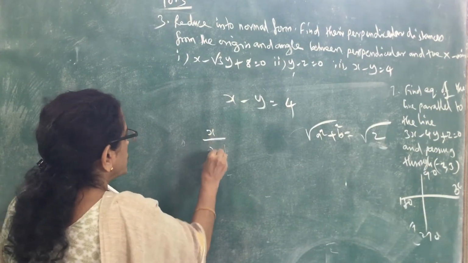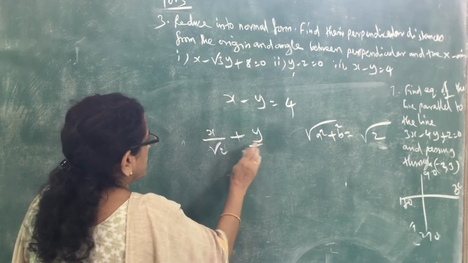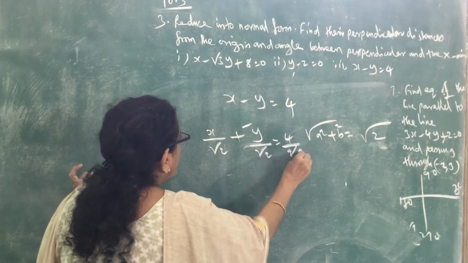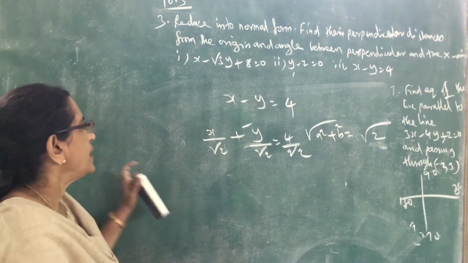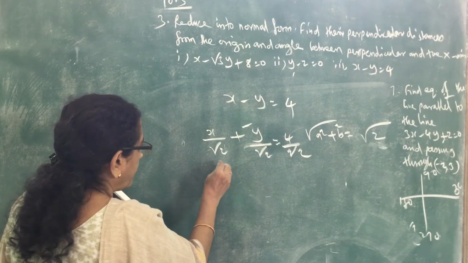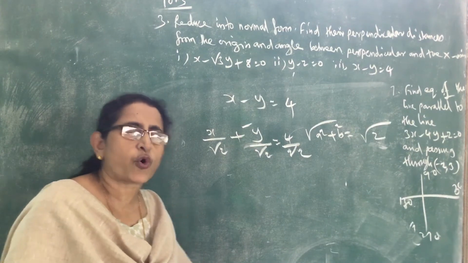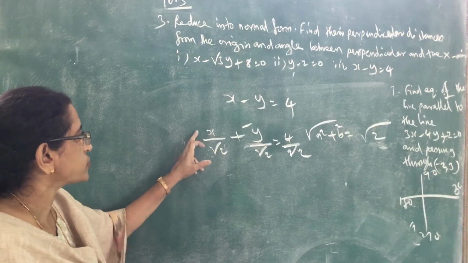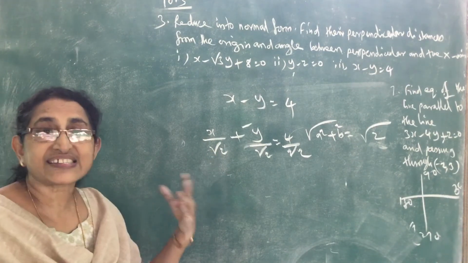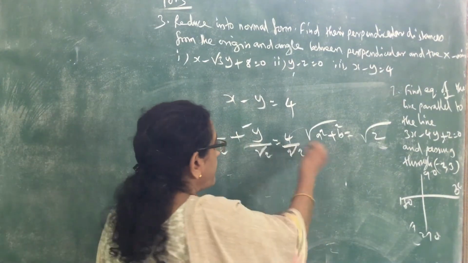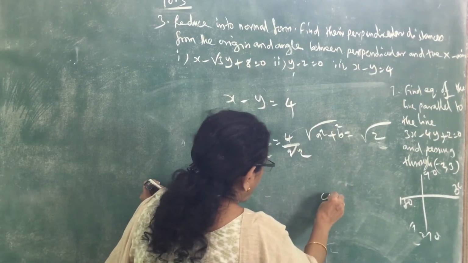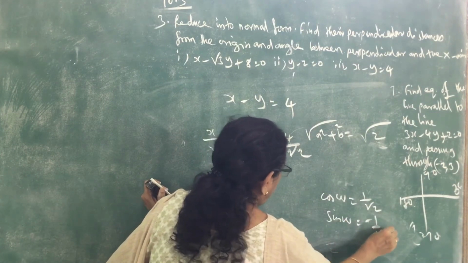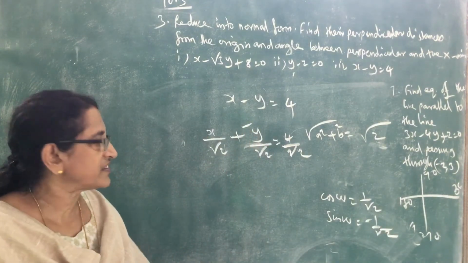So x by root 2 plus negative y by root 2 equal to 4 divided by root 2. So here it is in the form x cos omega plus y sin omega equal to p. What is the coefficient of x? Cos omega is 1 by root 2. And what is sin omega? Negative 1 by root 2. So comparing with the normal form, cos omega equal to 1 by root 2 and sin omega equal to negative 1 by root 2. So we have to find omega satisfying these two conditions.